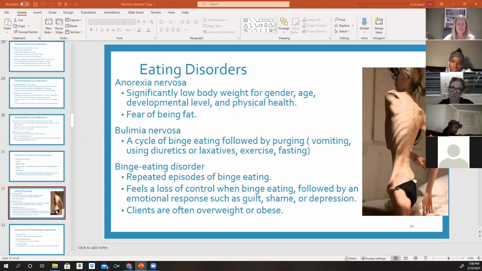And then there's binge eating disorder. So this is repeated episodes of binge eating. They feel like they have a loss of control when they binge eat. So they can't help themselves. They go and they binge eat. After they binge eat, they feel really bad about themselves. They feel guilty. They're ashamed. Then they start to be depressed. Many times patients that have binge eating disorders are overweight or obese.